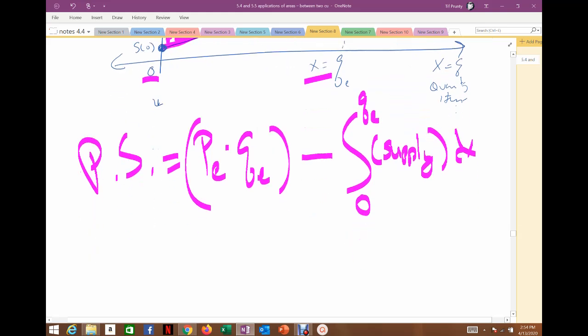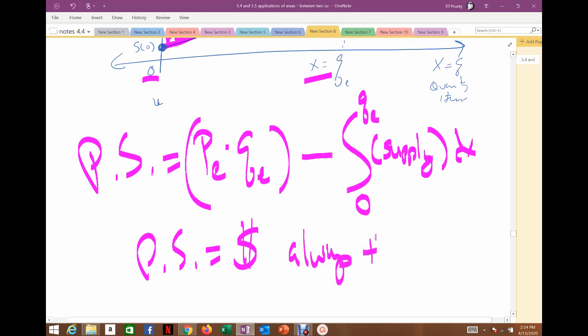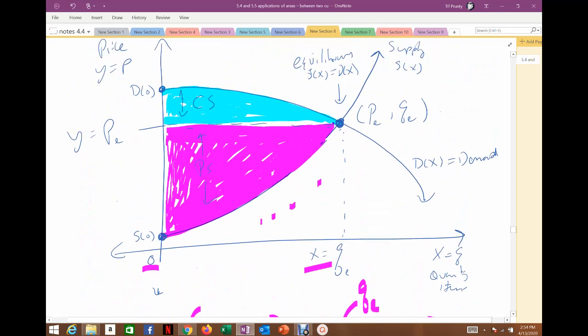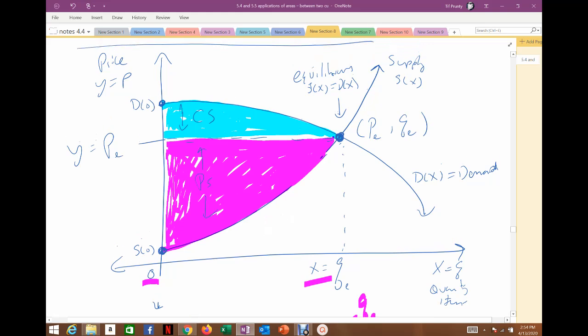And that will give me my producer surplus, which again should come out as a dollar amount that's always positive, and it's usually bigger. If you look at the picture, I've drawn it that way. Producer surplus typically is more than the consumer surplus. It's just the way it works. And so those are the applications that we're going to do in the next video, and then we'll be done.